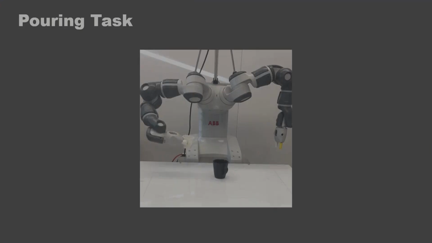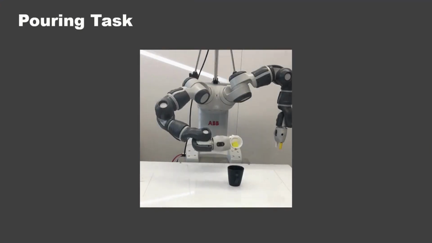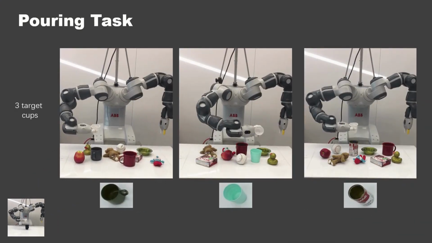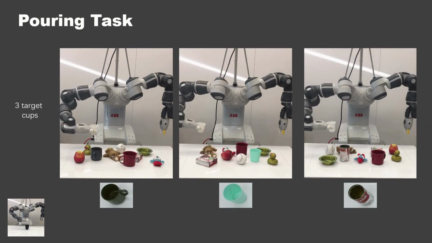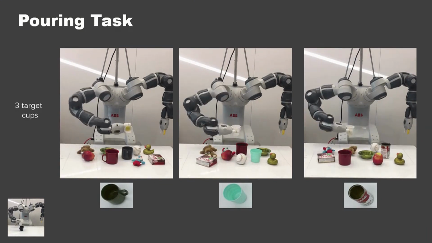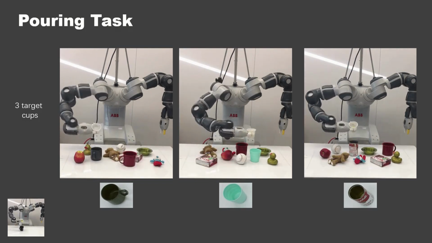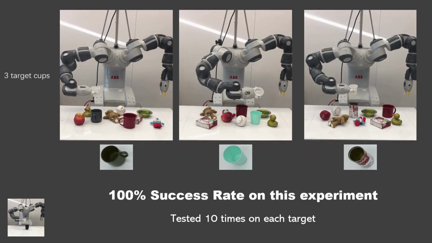Our first task is a pouring task, where the robot needs to pour the content of a small cup into a desired cup placed on a table. We evaluated our algorithm on 3 different cups. For each target cup, we tested 10 times with different locations and orientations. In this particular experiment, we achieved an amazing 100% success rate.